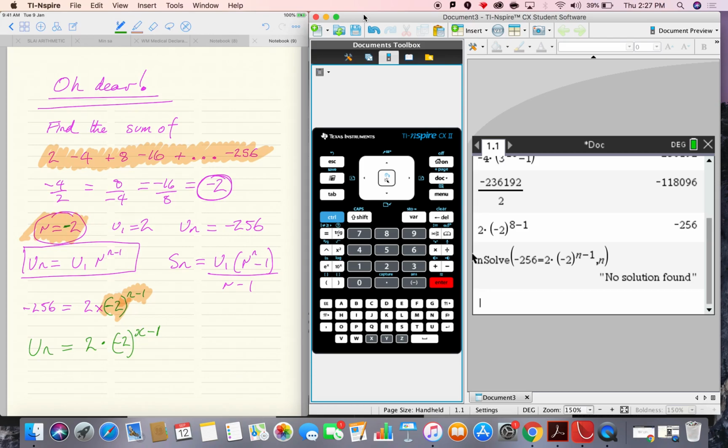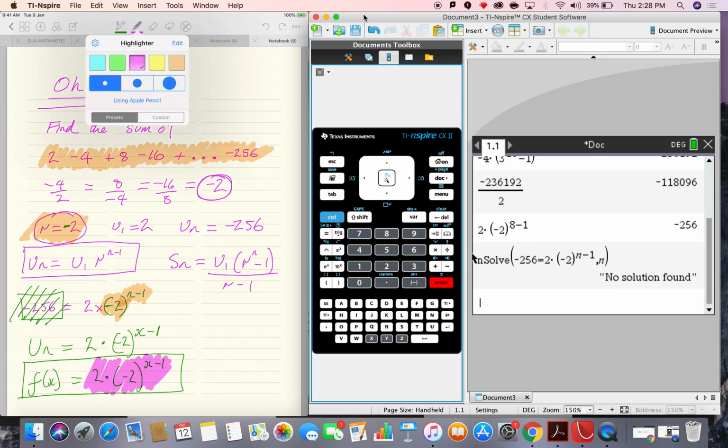Because I'm actually going to type this in as a graph. F of x equals 2 times negative 2 to the x minus 1. Okay. Now look, the negative 256 I'm not typing into the function. So this function here is just the rule for generating the nth term. So this rule that I've got here, I'll just highlight it, this rule is the nth term rule. Okay, it literally is just this part. Oh, that's a terrible colour to choose.